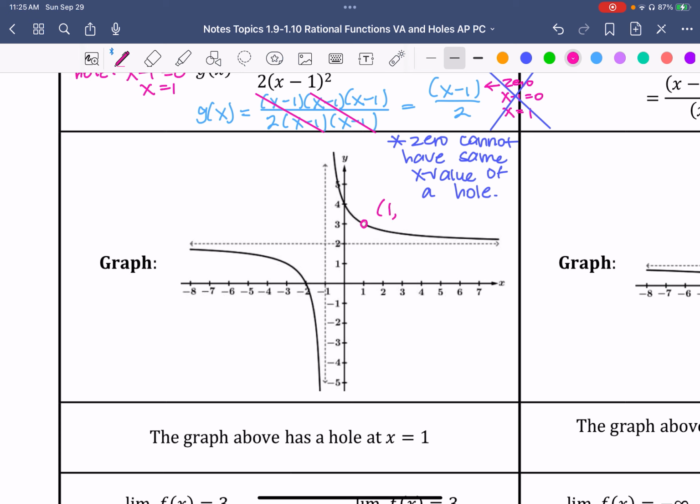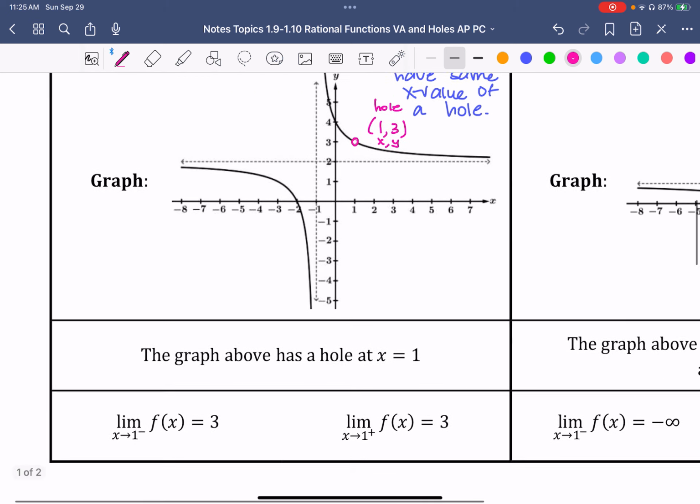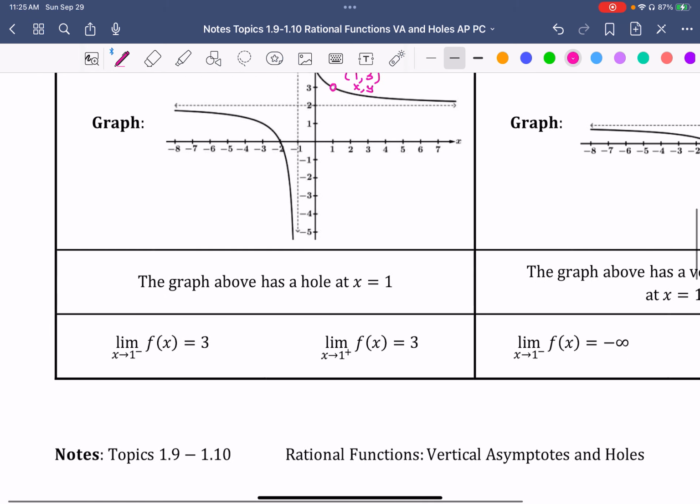So this one, the hole is at (1, 3). So again, this is the hole. The x coordinate is 1 and the y coordinate is 3.